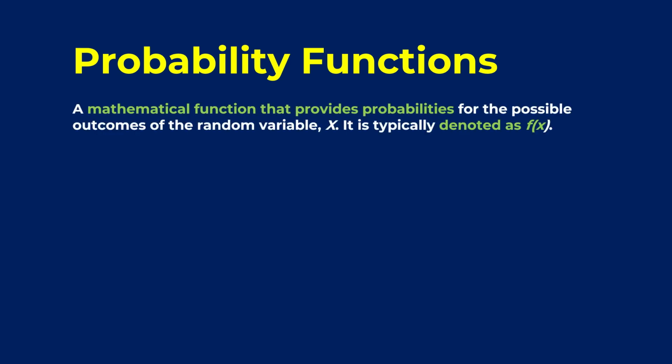In this video, we will review probability functions. If we have a random variable, say x, we can find its probability function, which is a mathematical function that provides probabilities for the possible outcomes of the random variable. It is typically denoted as f of x.